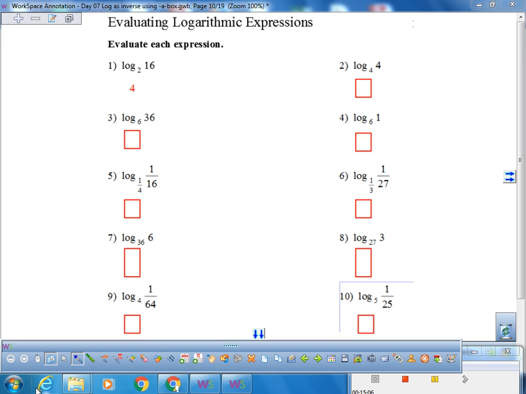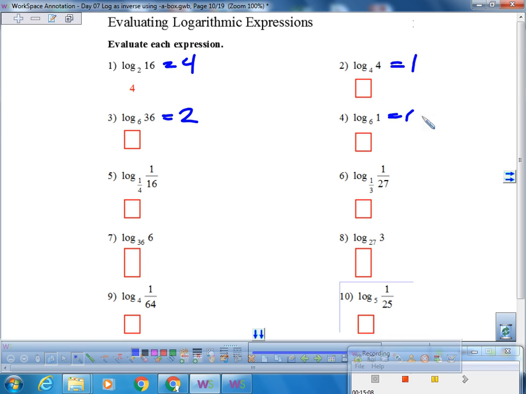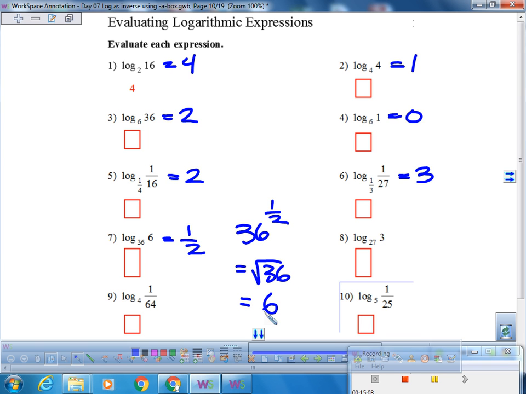Okay, so 2 to the 4 makes 16. 4 to the 1 makes 4. 6 squared makes 36. 6 to the 0 makes 1. 1/4 squared is 1/16. 1/3 cubed is 1/27. 36 to the 1/2 is 6. Anytime a number goes smaller, it's a fraction, right? Because 36 to the 1/2 is equal to root 36, which is equal to 6. Okay?